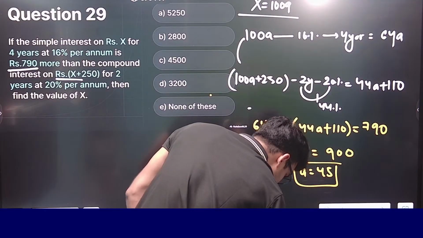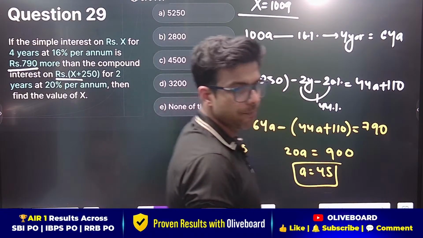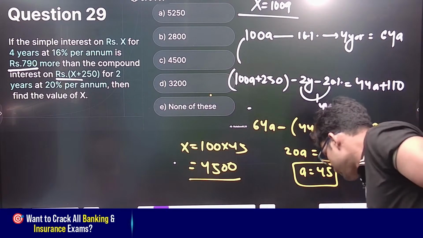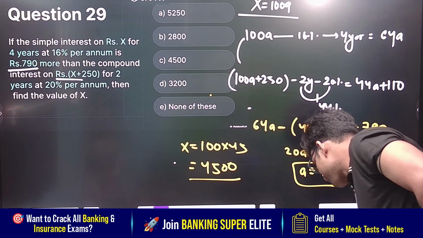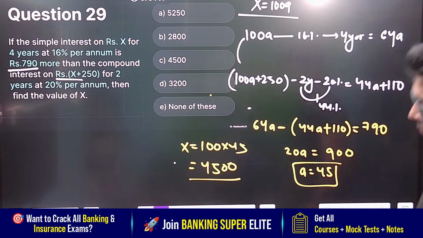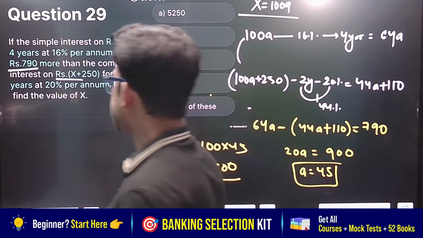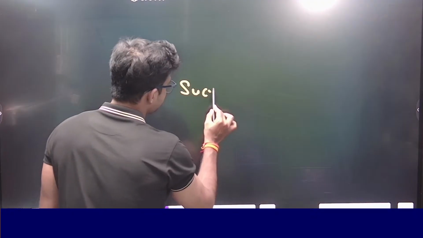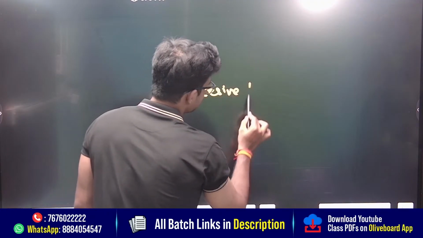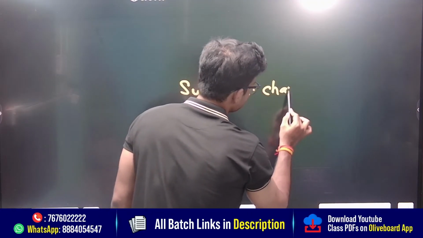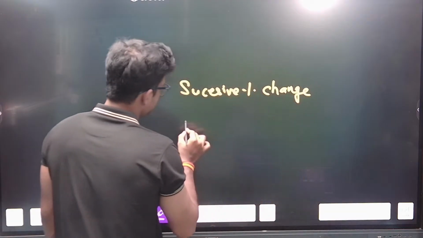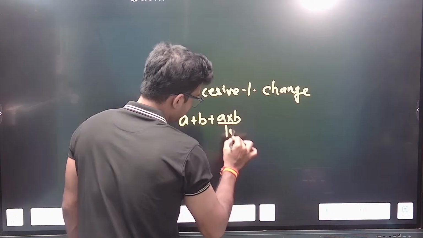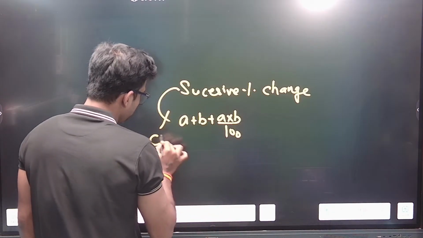I hope everyone got this. Come on, say. Everyone understood the logic, how we did the question? Pawan, you got this? You should be very much clear in one of the topics called successive percentage change. What is this successive percentage change? This is A plus B plus A into B by 100, and this only works in compound interest.